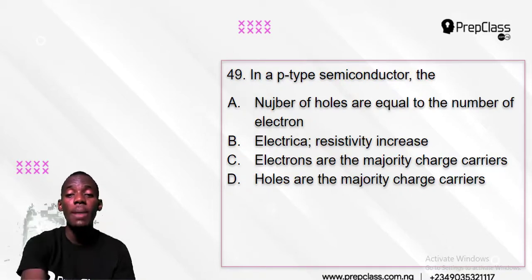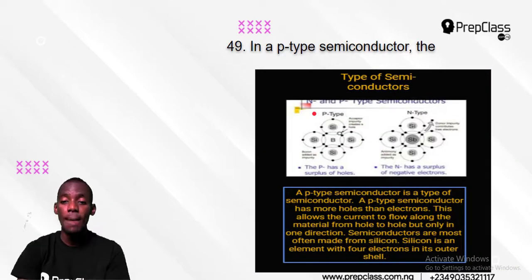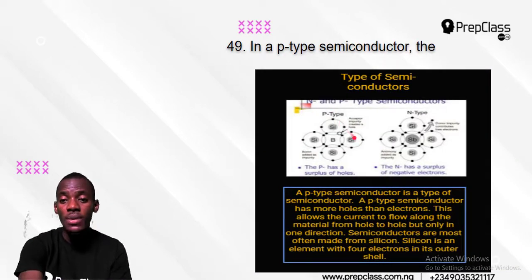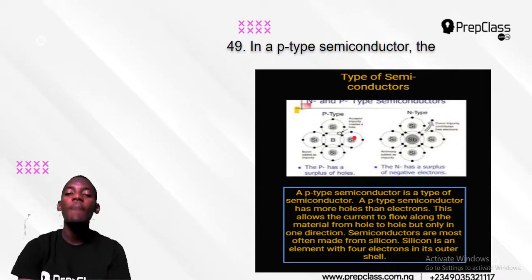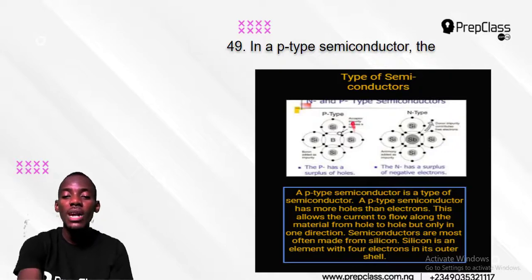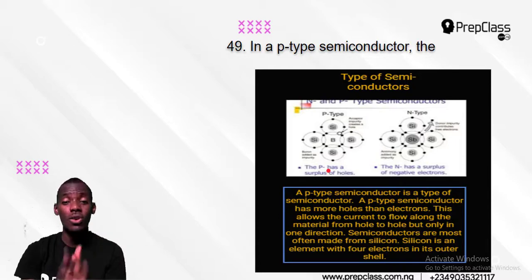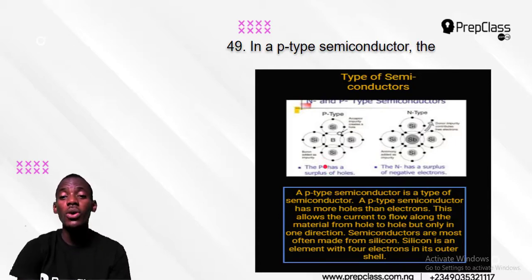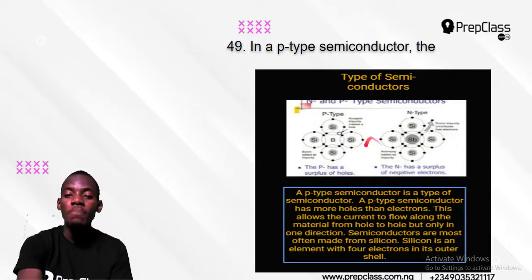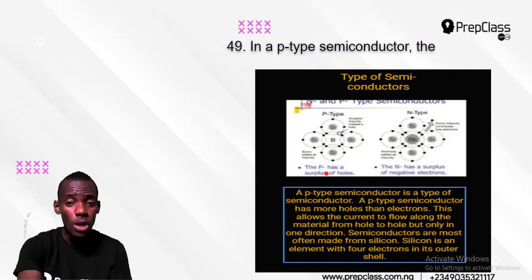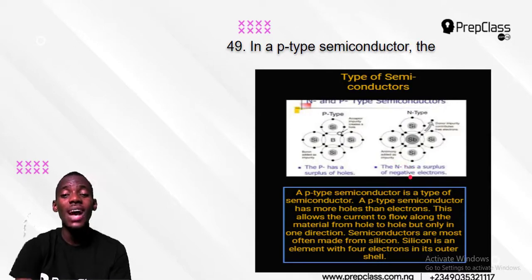Now there's one thing to know about: we have what we call n-type and we have p-type. There are two types of semiconductors, n-type and p-type, right? Under this topic, you must know that the p-type has a surplus of holes. That's the first understanding we have on this topic: the p semiconductor has a surplus of holes, while the n-type has a surplus of electrons. Just say electrons, don't just say negative. Electrons are always negative. So p has a surplus of holes, while n has a surplus of electrons.